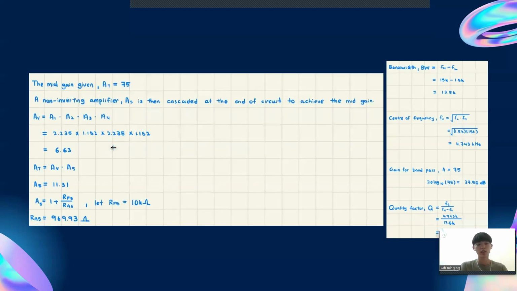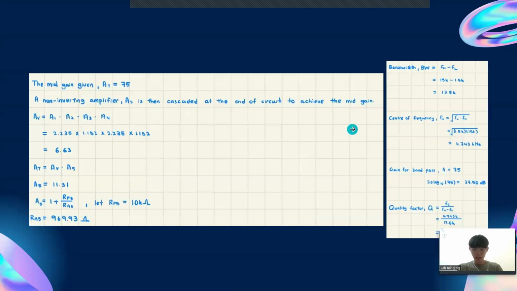So how do we get the value of A5? We will use this formula, which is the total gain is equal to the total of the gain just now times the A5. After you sub all the values into the formula, you will get the answer 11.31. Then the last thing we have to calculate for the circuit is the RA5 value. We will use the formula of non-inverting amplifier, and we assume the value of RF5 is equal to 10k ohm. After following all the steps here, you will get the RA5 value is 969.93 ohm.